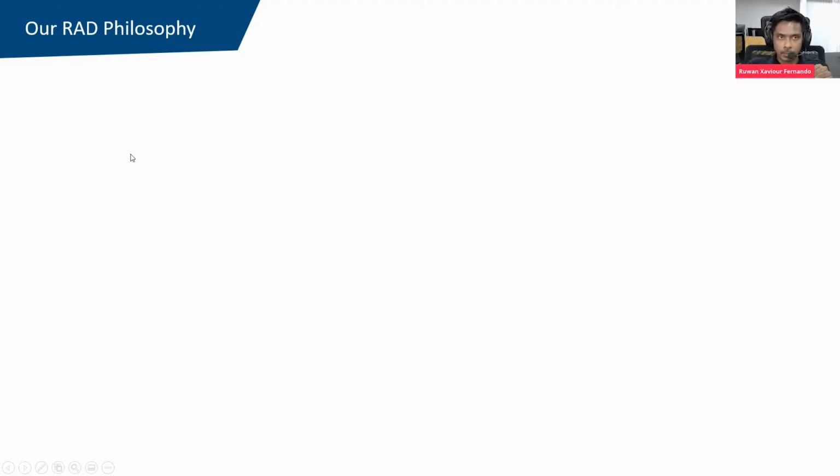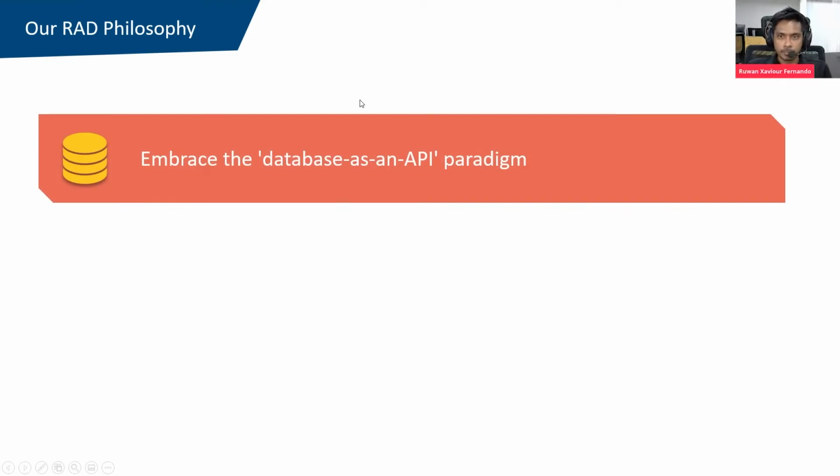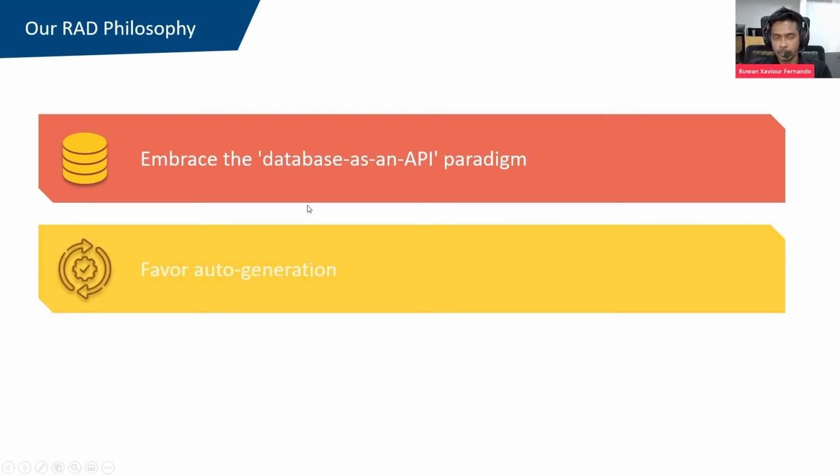So having this idea, we did some research and came up with some philosophy that we want to proceed with to have this rapid application development for our APIs. One thing that we really wanted to focus on is to have this database as an API. So we want to embrace this concept of having our database directly exposed as an API without having too much logic in between the consumer and the real storage.